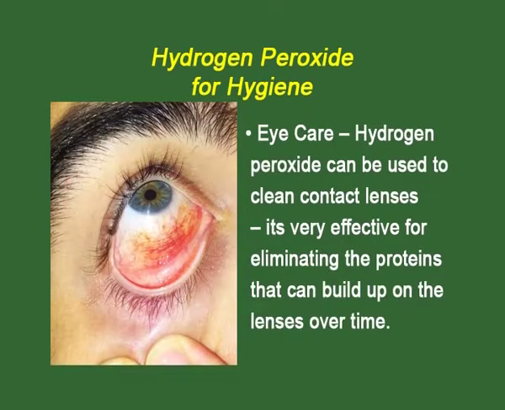It is also used for eye care. Hydrogen peroxide can be used to clean contact lenses. It's very effective for eliminating the proteins that can build up on the lenses over time.